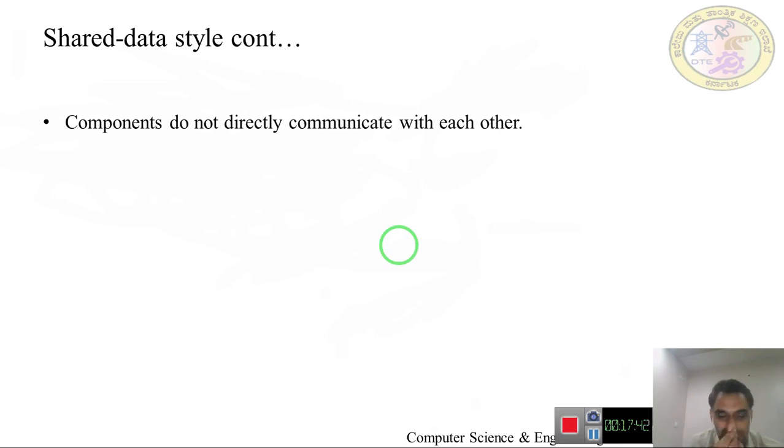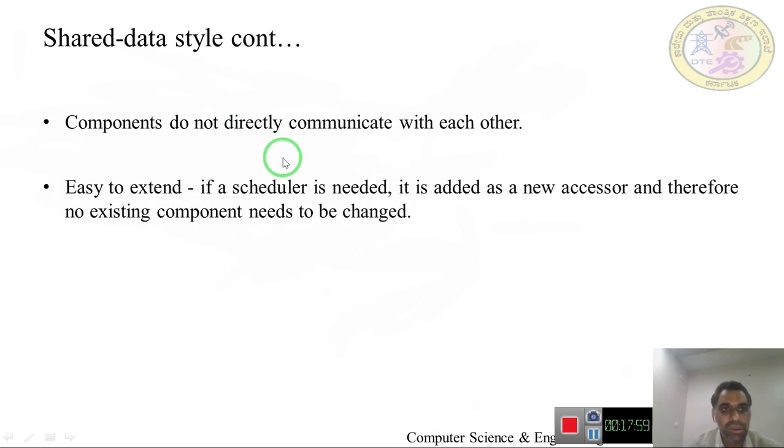So what do you understand from the previous proposed architecture? Components do not directly communicate with each other, right? One component always communicates through the repository. So there is no direct communication between the components. Then it is easy to extend, right? If you want an extra component to be added, you just establish a connection between the repository and a component.